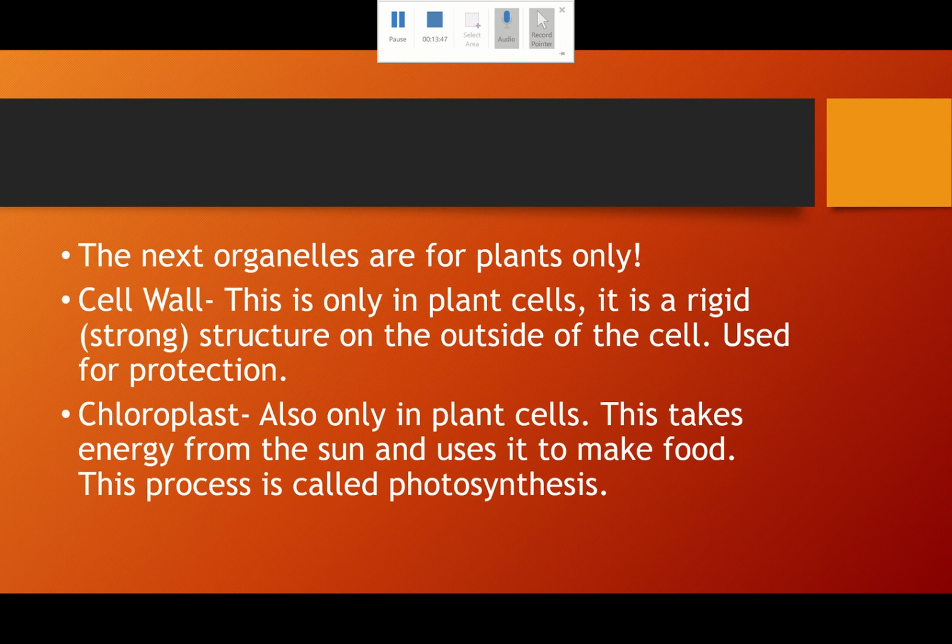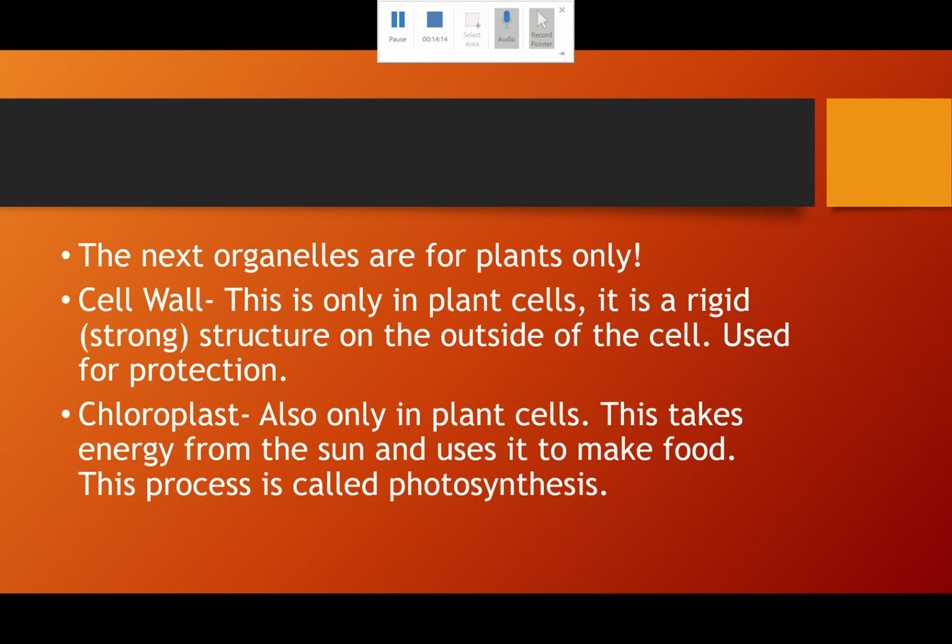Our next organelles are for plants only. Make sure to highlight that, plants only. Now I know I just said that the cell wall can sometimes be in prokaryotes, but we're going to focus in on what plants have. So two things that plants have, cell wall and chloroplast. So the cell wall is for plants only. It's a rigid structure. Look right there. Rigid means strong on the outside of the cell. And it's used for protection.